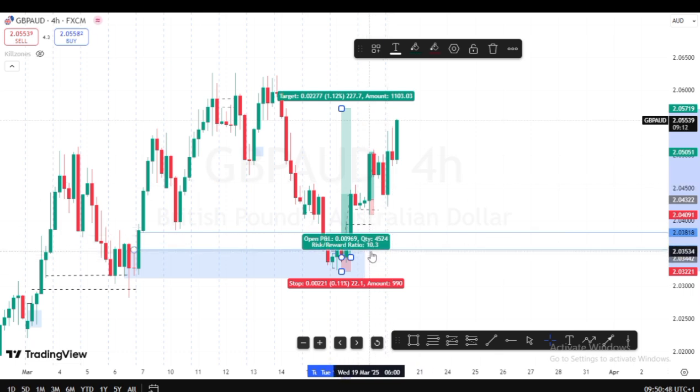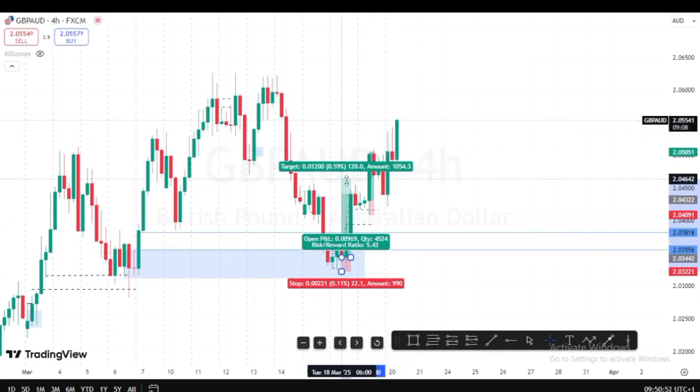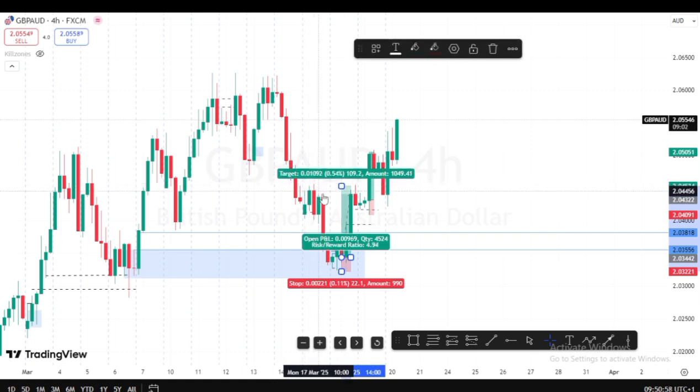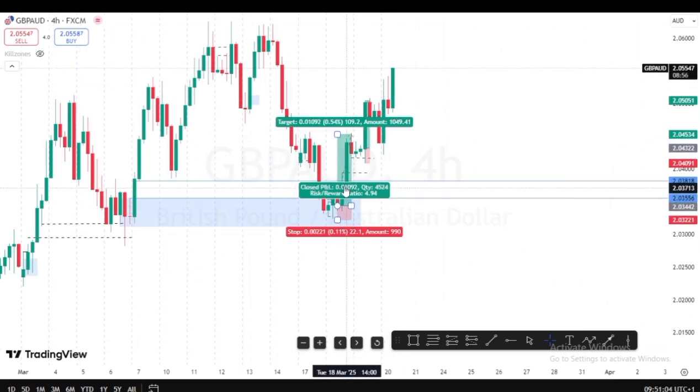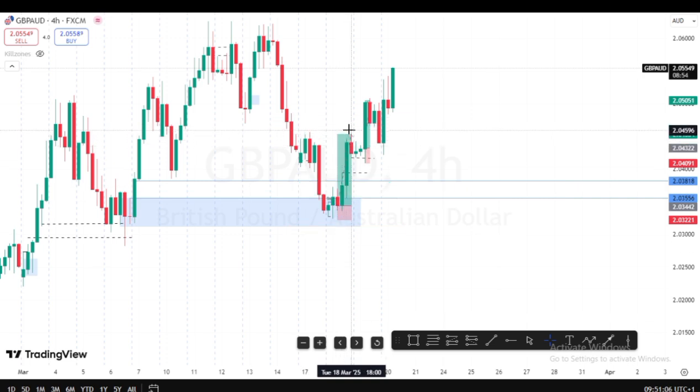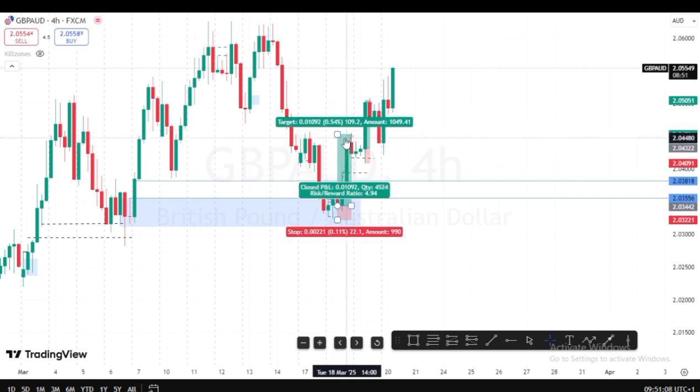This is 1:10 if you are doing this 1:10, but that day I just took 1:5, and that was it for me. Yeah, I did 1:5 about this eye, and price got there, did 100 pips, and that was it for me. Can you see this? This is 109 pips.